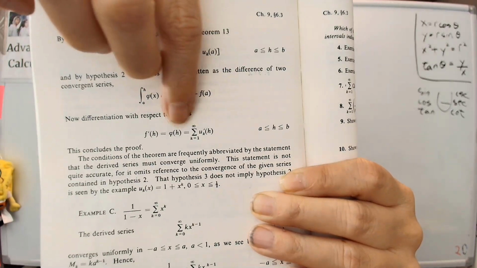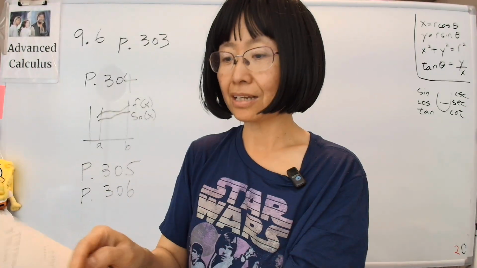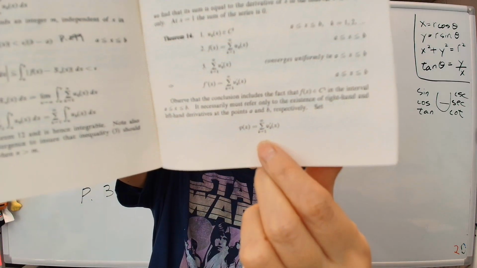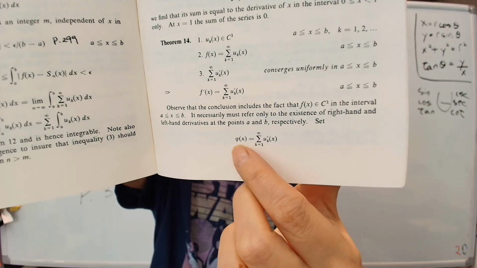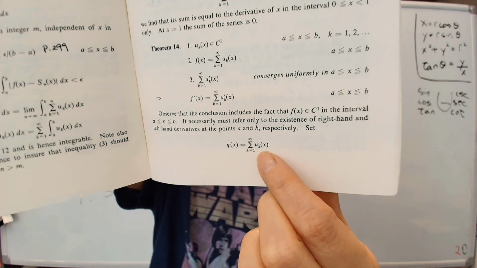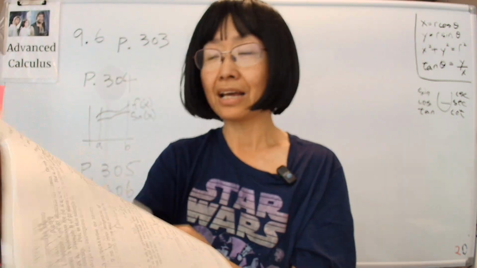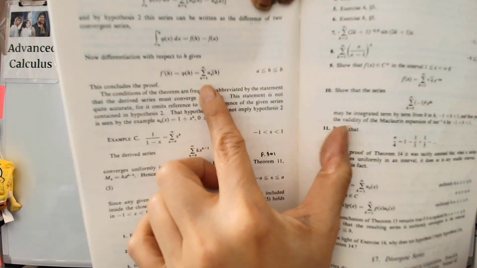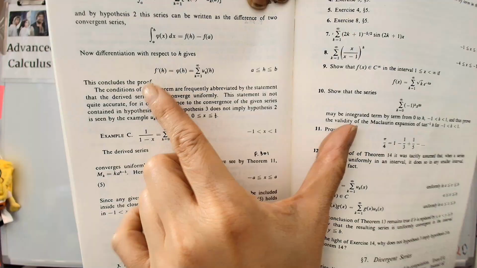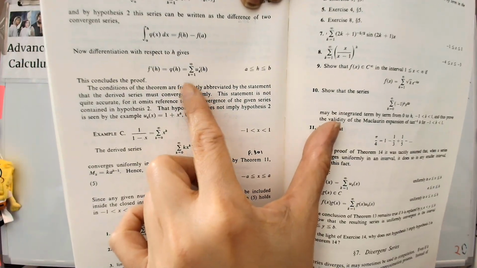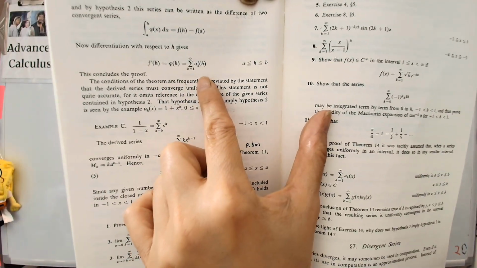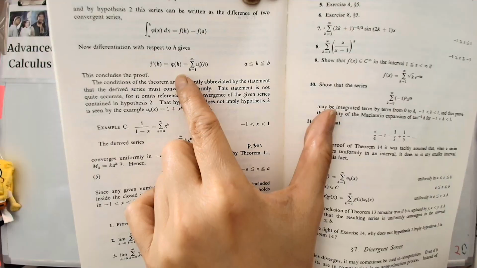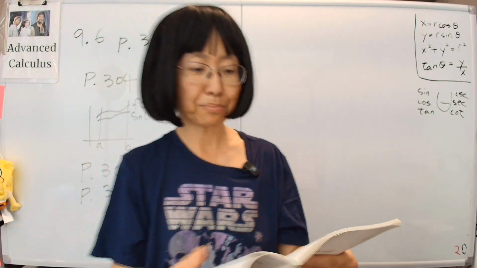And what is phi of h? Phi of h is defined on the previous page at the bottom: phi of x is the sum of u prime. So phi of h is then the sum of u prime with h in it. That is right here, and that is exactly what we have been trying to prove: f prime of x equals the sum of u_k prime of x. So that concludes the proof.